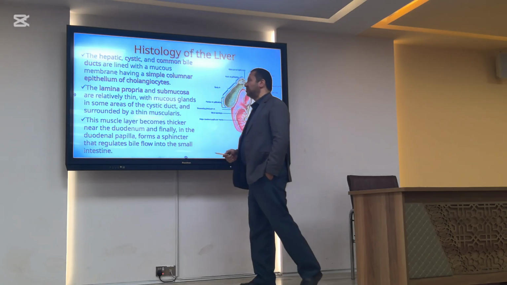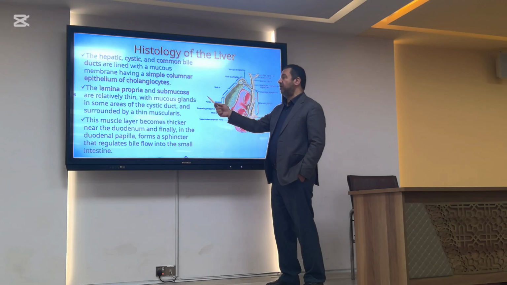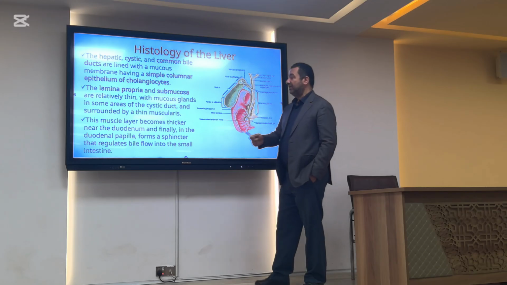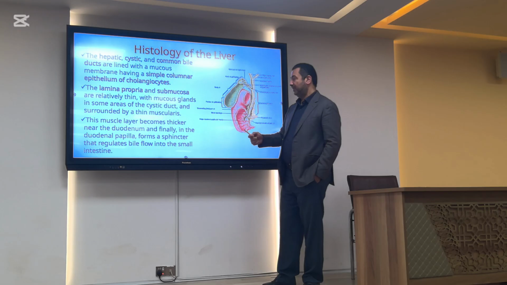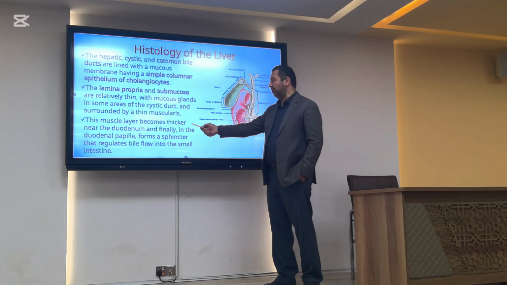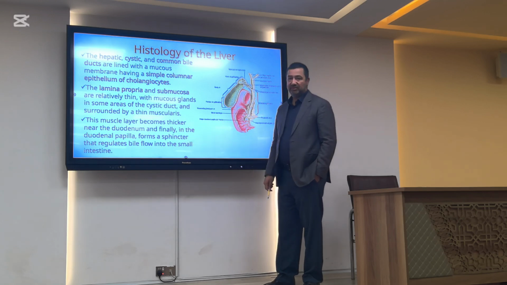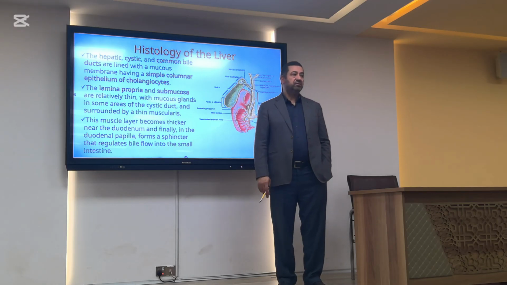Lamina propria and submucosa are relatively thin, with mucous glands in some areas of the cystic duct, and surrounded by a thin muscularis. This muscle layer becomes thicker near the duodenum, and finally in the duodenal papilla forms a sphincter that regulates bile flow into the small intestine. This sphincter is called the sphincter of Oddi.